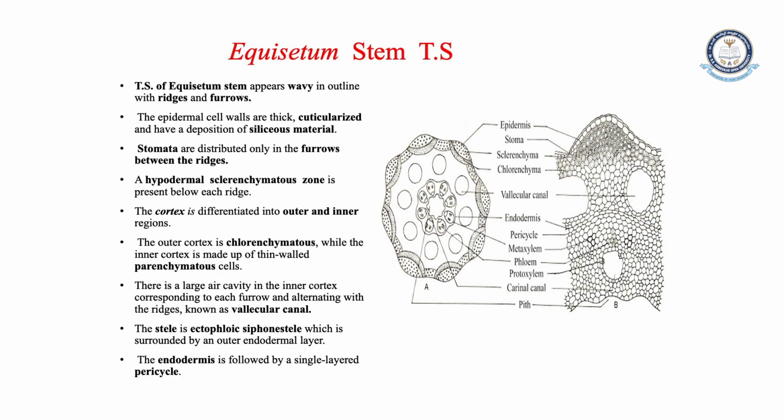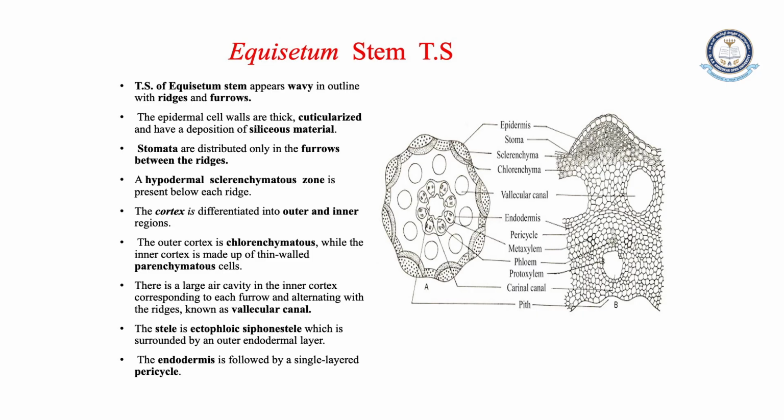Generally, that means it reduces the loss of water. So that's the adaptation, a xerophytic character. And in the hypodermis, sclerenchyma patches are there, and the cortex is of two types, outer and inner. The outer cortex is chlorenchymatous and the inner is parenchymatous.